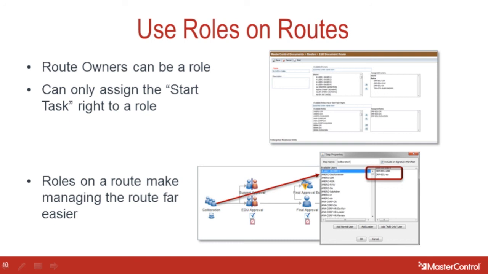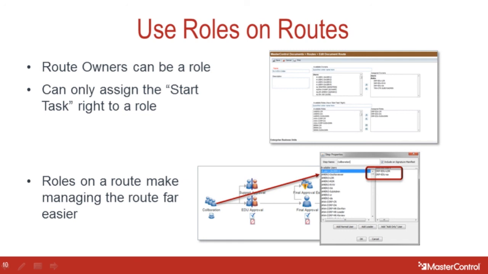Like we were talking about before, these non-rights-based roles can be assigned as a route owner, and that way you're not having to go in and change people out, and give them the start task right. If they're in those roles, they'll have the right. If they're not, you don't have to worry about it. You don't have to come in here and modify these all the time and say, okay, John Johnson left, so now we have to put in Timothy. And the same thing on routes.